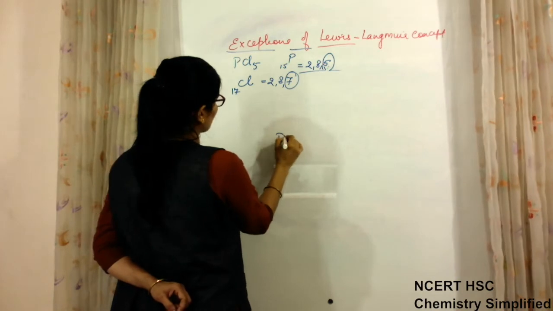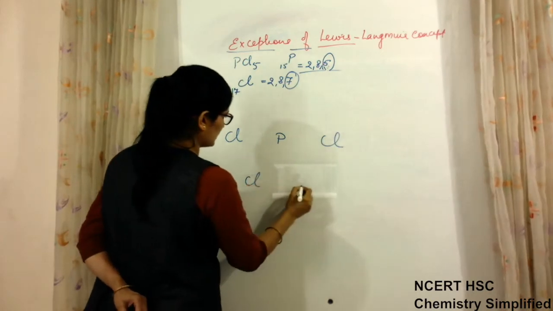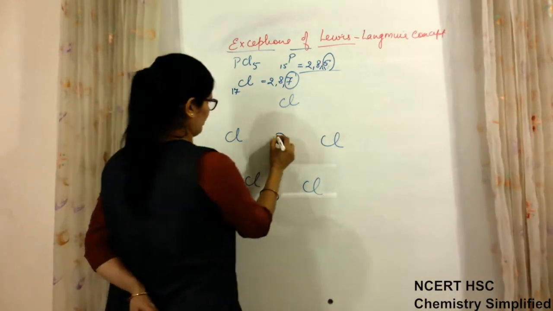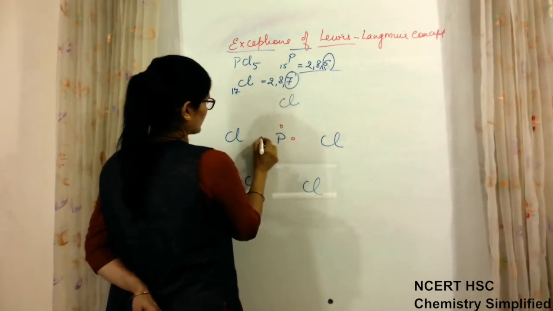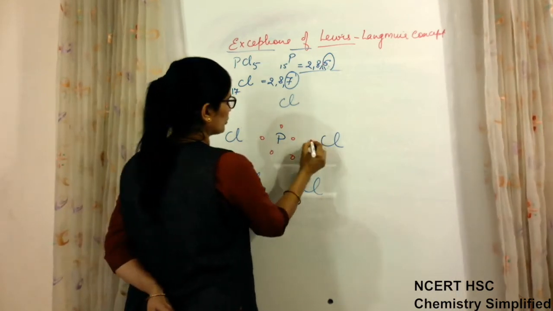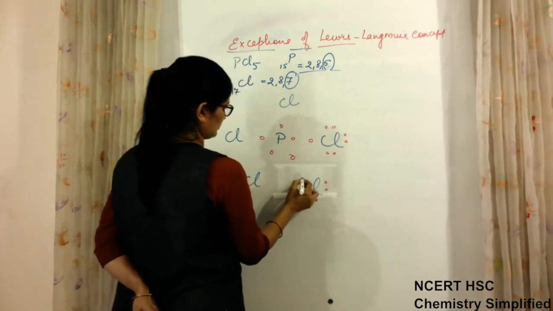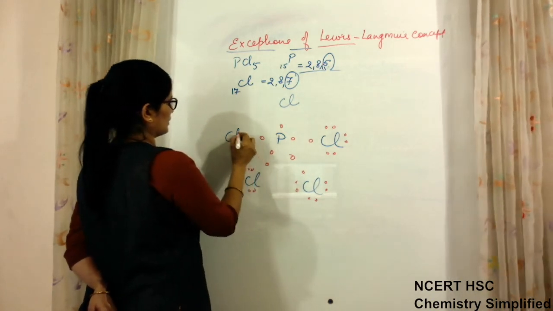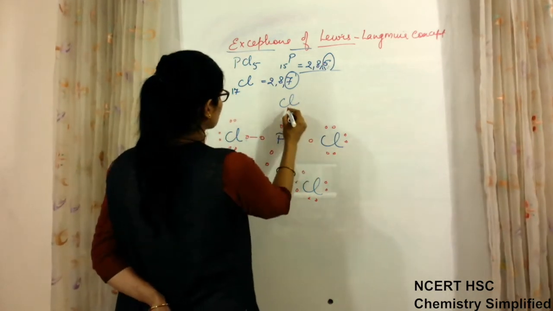For the structure when it was studied, because there are 5 chlorine atoms, 5 Cl were present surrounding the phosphorus, and phosphorus has 5. So 1, 2, 3, 4 and 5 electrons of phosphorus were present, and with chlorine 1, 2, 3, 4, 5, 6 and 7. This one bond. Oh, this is left.